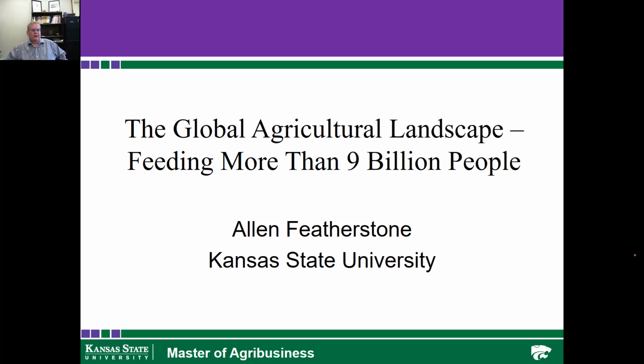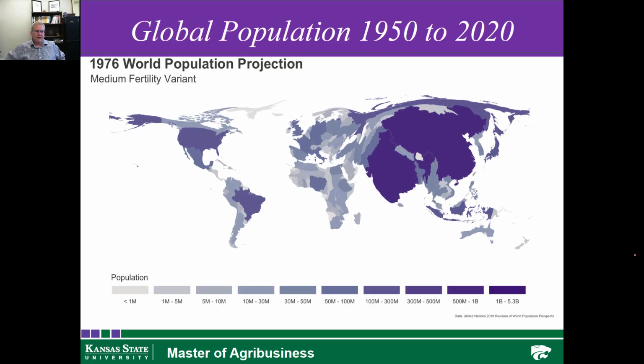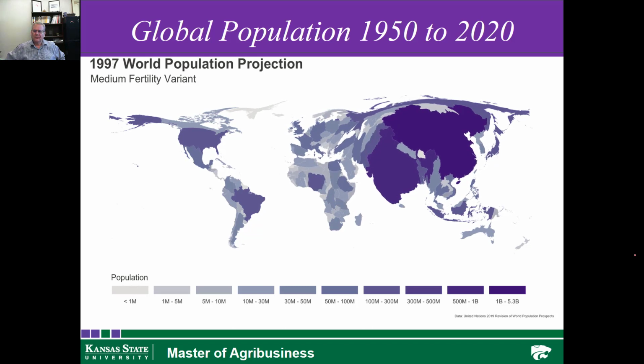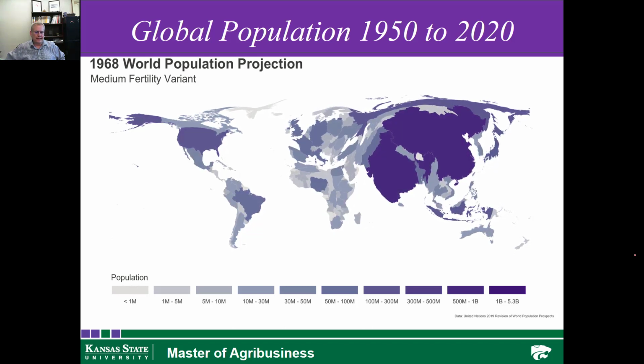What we're going to do in this lecture is talk about the global agricultural landscape. And in some respects, we're going to look at feeding more than 9 billion people. To begin with, what I have here is a cartogram that looks at the population from 1950 to 2020.